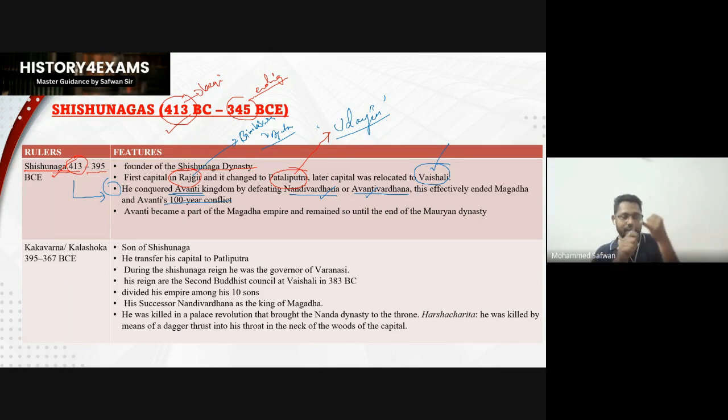As we discussed Bimbisara and Kashi, Ajashatru and the Vajji Confederacy, similarly for Shishunaga, you have to learn about the Avanti kingdom, which became part of the Magadhan Empire. This information itself can be asked in your next examination as a direct question. So you have to learn accordingly.